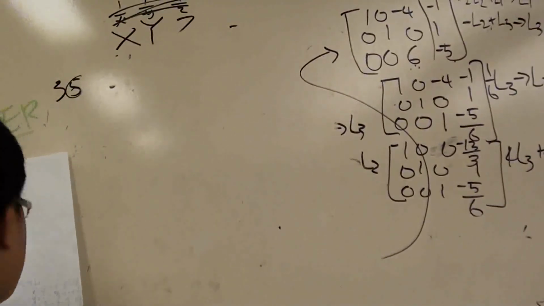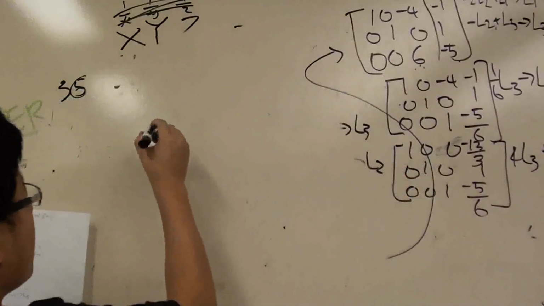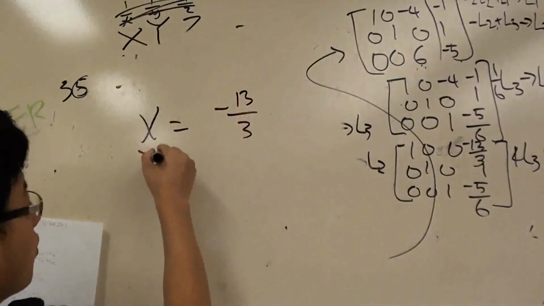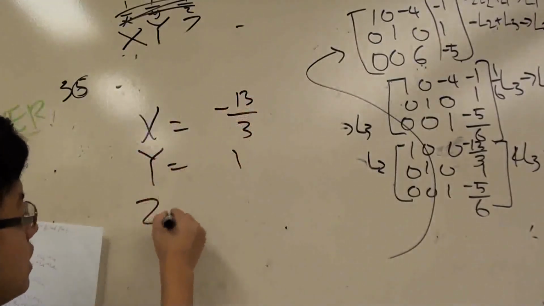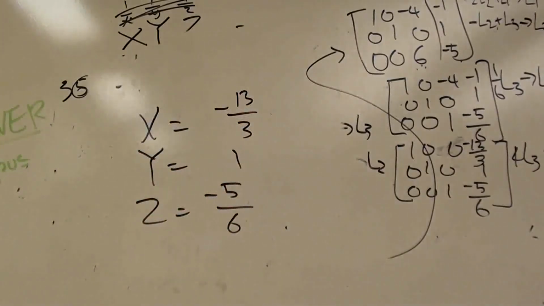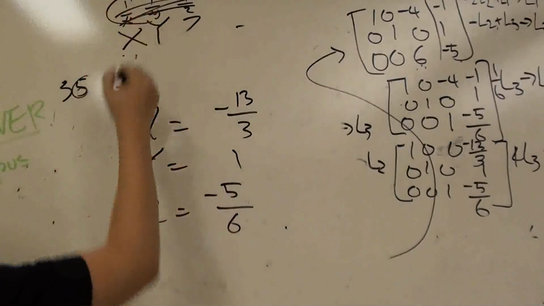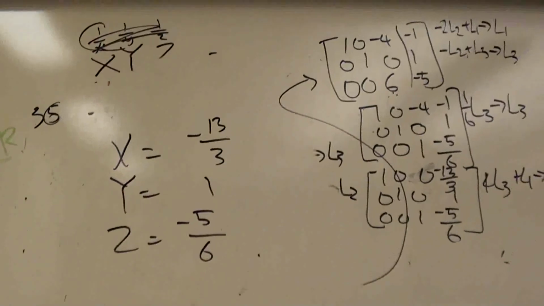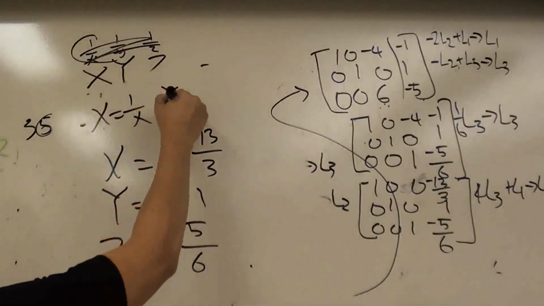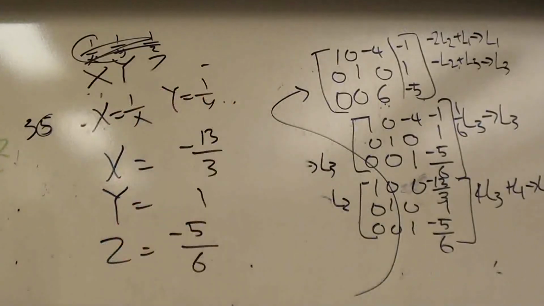Okay, so now that we've established that, from here we can say big X equals negative 13 over 3, big Y equals 1, big Z equals negative 5 over 6. However, we are not looking for big X, big Y, big Z. We're actually looking for the little x, y, z. Remember these things? So remember, big X equals 1 over x, and big Y equals 1 over y, and so on, right? So I'm going to invert it.